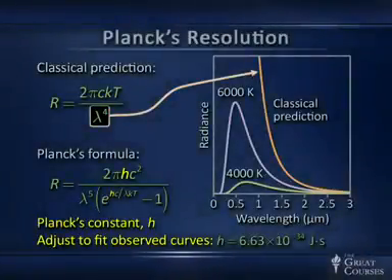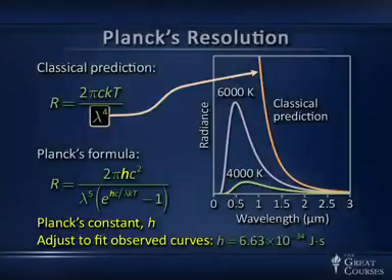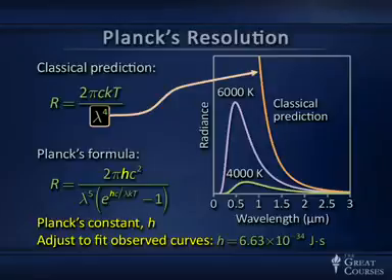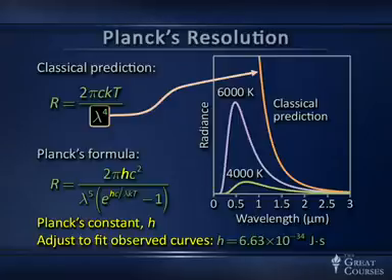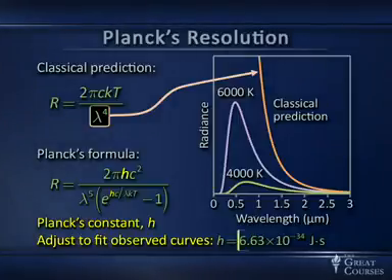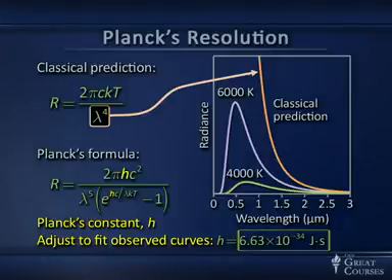Now, let's look at the implications of Planck's resolution. Right now, it's just a mathematical exercise. Let's make up a formula, says Planck, that will fit the observed distribution of radiation with wavelength, and that will reduce to the classical prediction at long wavelengths, away from the ultraviolet catastrophe. So he makes up this formula, he puts a new constant in it, he adjusts the value of the constant for the fit, and he finds that the value of the constant is 6.63 times 10 to the minus 34 joule seconds. What are the implications of this work?